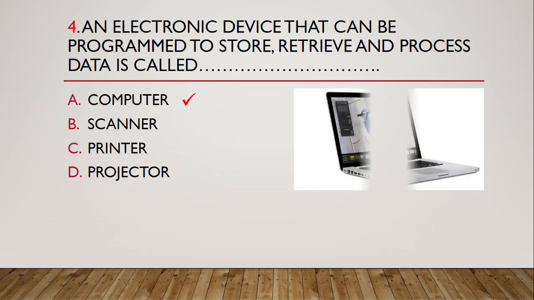Examples of computers: a laptop is a computer. It can store data, it can retrieve data, and it can also process data. Smartphones are also computers because you are able to store data there, it is able to process data, and it is able to input data. So any electronic device which is able to perform the functions of storing, retrieving, and inputting data is known as a computer. So our answer there is A.